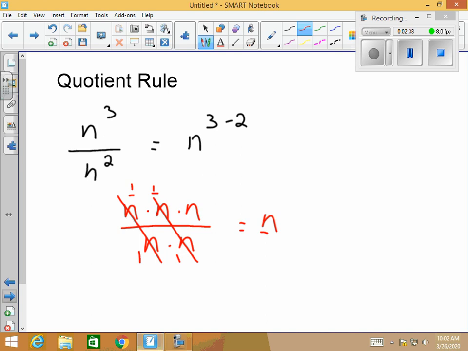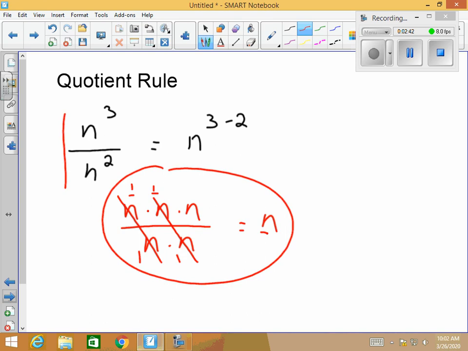Now, I do this one a little bit differently, so I won't back this up as I just did. I will look at my bases. What I have to remember is the product rule, which says when I multiply my bases, I add my exponents. Well, if we're not multiplying our bases, we're dividing them. Division is the opposite of multiplication. Therefore, the opposite of adding my exponents would have to be subtracting my exponents.